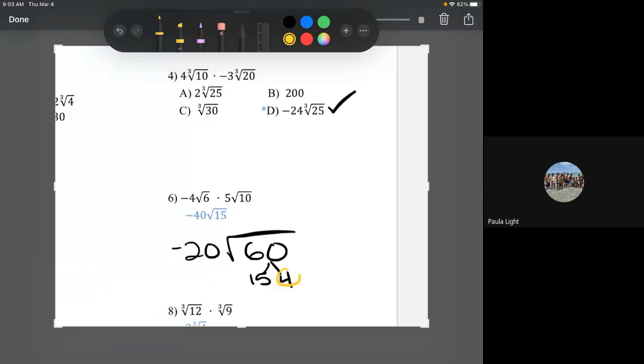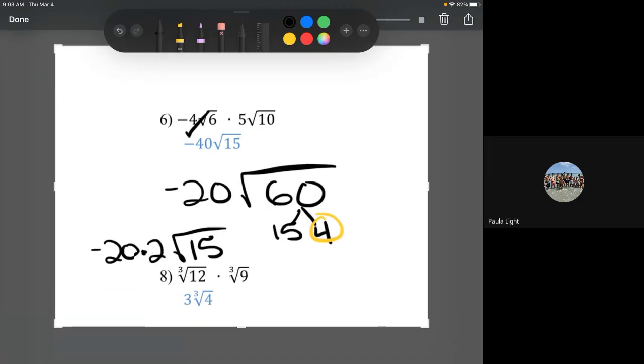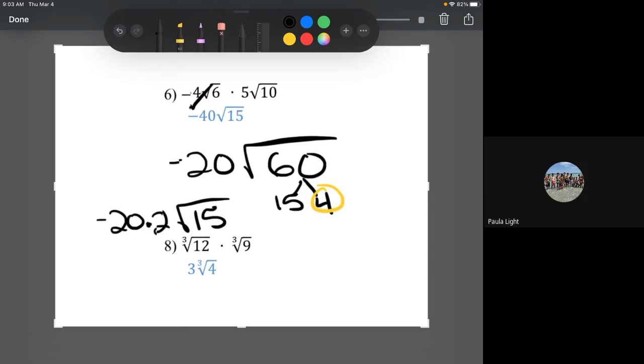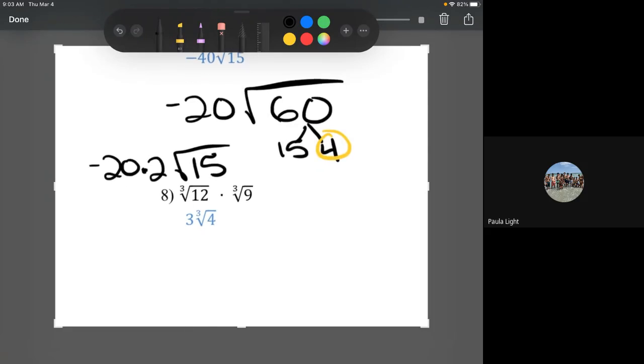4 will come out of that radical as a 2. It will get multiplied to the negative 20. 15 will have to stay under the radical. And when you do negative 20 times 2, you do get negative 40, and 15 stays under the radical. So their answer is correct. Their answer is right. All right. Are we good so far?